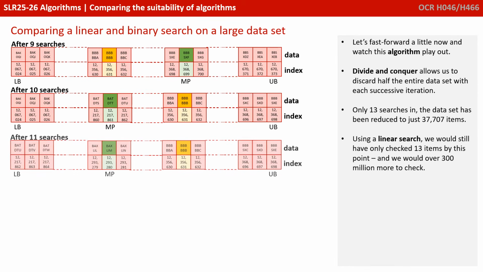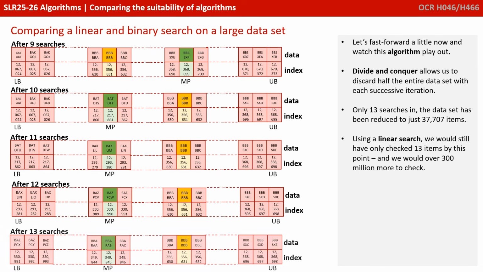Divide and conquer allows us to discard half the entire data set with each successive iteration. We're only 13 searches in, and the data set has been reduced to just 37,707 items. Using a linear search, we would still have only checked the first 13 items by this point, and we still have well over 300 million more to check.